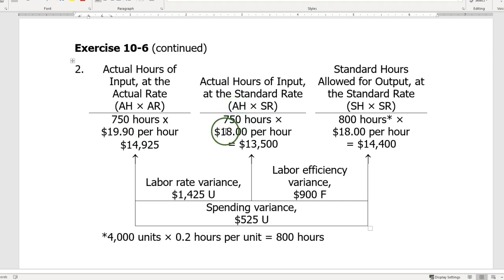Over here, at 750 hours that we used, we should have paid $18 per hour according to the standard. So it should have cost us only $13,500 in labor cost. It cost us $14,925, which is higher. Therefore, the labor rate variance is unfavorable. We paid more than we should have per hour.